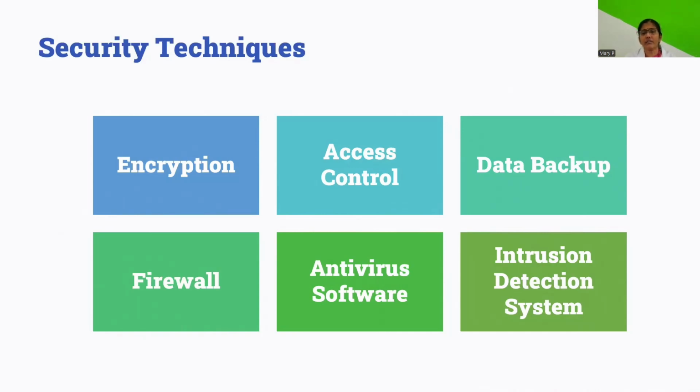Then the fifth one is antivirus. Many antivirus programs offer real-time threat detection as well as the protection process. We have to use antivirus software. A lot of software is available, and we use any one of them. Then the intrusion detection system is a protection from internal attackers. So these are some of the security techniques used for security purposes.